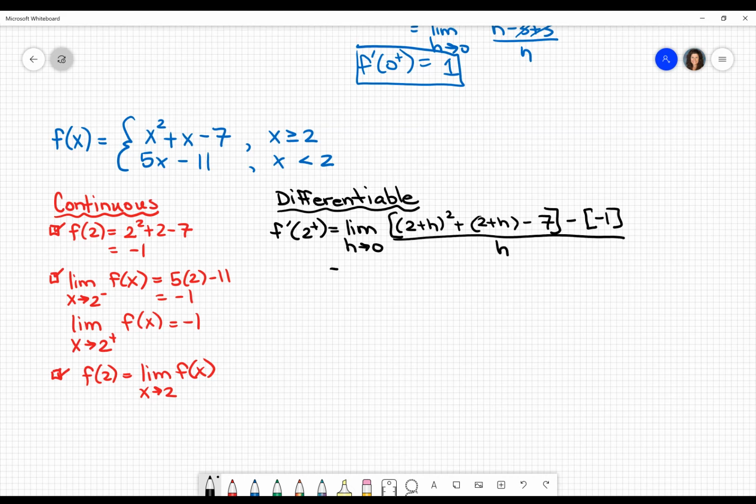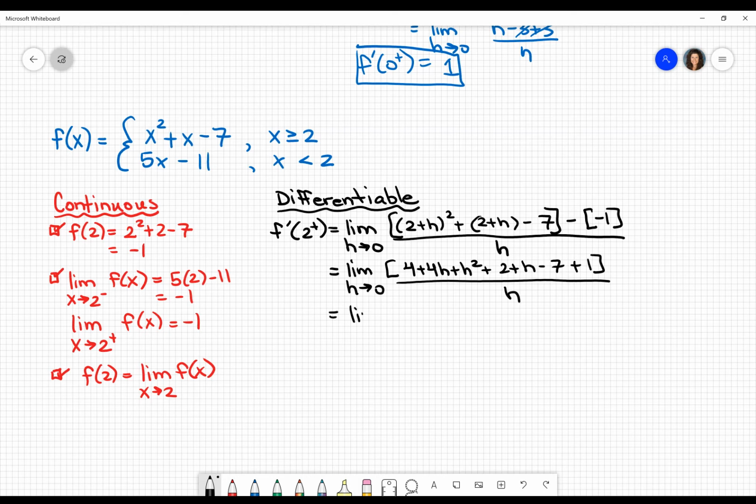Okay. Now, the part we haven't done so much. I'm going to finish this problem and find the limit as h approaches 0. Well, this is just some good algebra, folks. So 2 plus h squared is 4 plus 4h plus h squared, plus 2 plus h minus 7, plus 1, all over h. Is there anything here that will reduce out? Notice I keep writing the limit as h approaches 0 until I actually plug it in. Look at this. I have 4 plus 2 is 6, plus 1 is 7, minus 7. Great, that makes a 0.